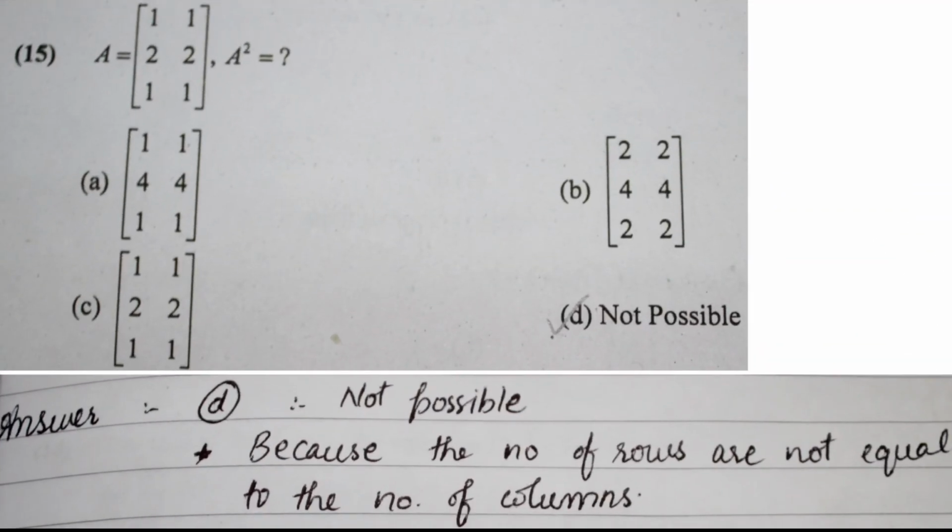The next question is, A is equal to 1, 1, 2, 2, 1, 1. There are 2 columns and 3 rows, and we have to find the square of it. The answer is going to be option D, not possible. And why is it not possible? Because if you have to find the square of any matrix, the number of rows and the number of columns must be equal, okay? So because the number of rows is not equal to the number of columns, therefore the square of it is not possible. Therefore option D is going to be the right answer.